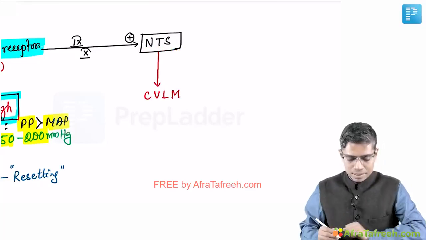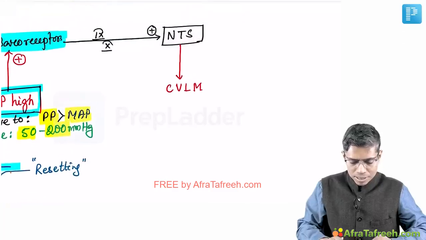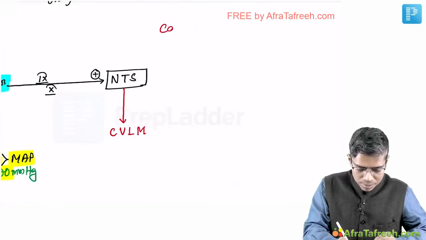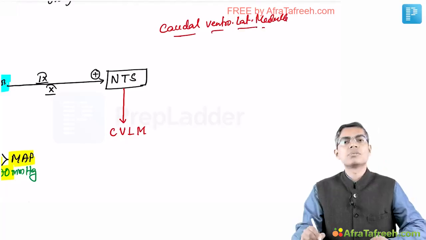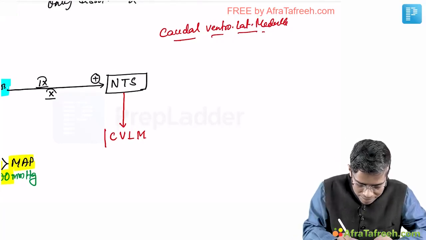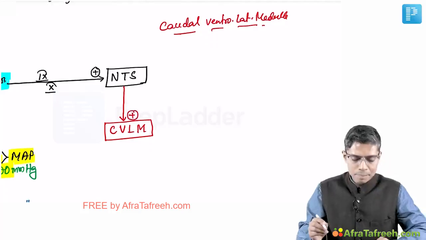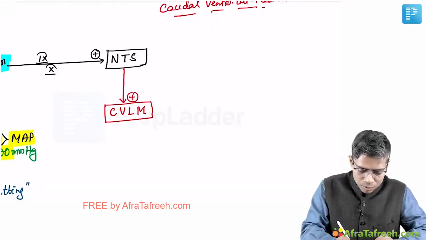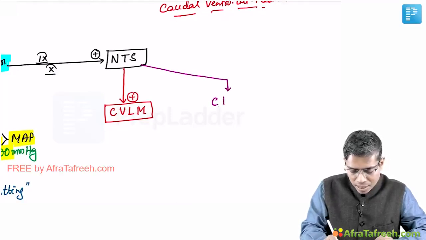One is the CVLM, where C stands for caudal. So this is known as the caudal ventrolateral medullary region, CVLM, right? So when the NTS is active, this CVLM will also be activated. Parallelly, the signal will also go to another area, that is nothing but the CIC.